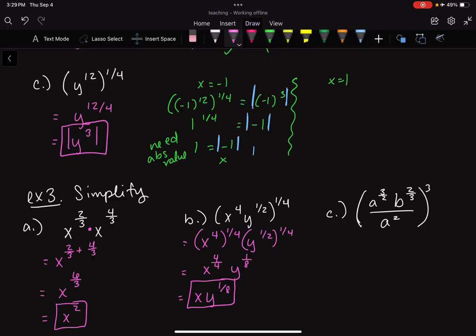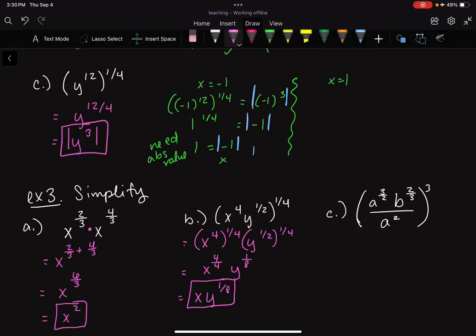Now technically, we might want some absolute values here. I'm not worried about it right now. I'm going to tell you on the test that all variables represent positive real numbers, and so you don't have to worry about it just for our stuff. We're just going to work on simplifying.